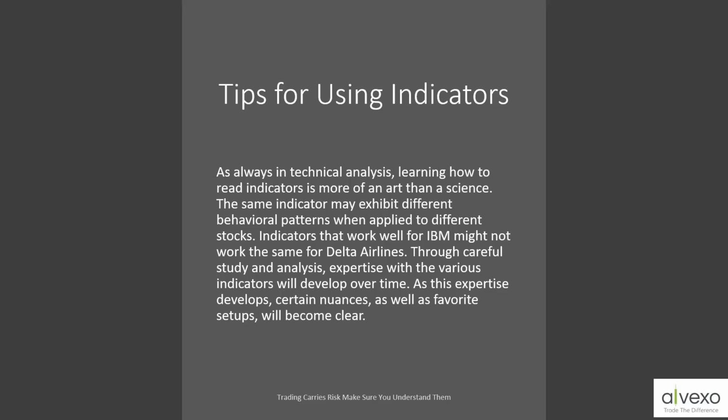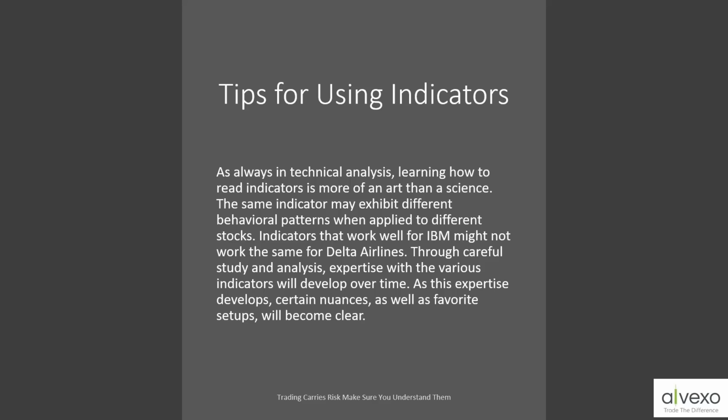Tomorrow, I may not be using any of these. You have uptrending markets and downtrending markets, but you have overall types of markets. Some indicators that work well for a couple of months may not give you good information, because sometimes you have sideways moving markets. We're talking about the overall market, not just the asset. So through careful study and analysis, expertise with various indicators will develop over time.